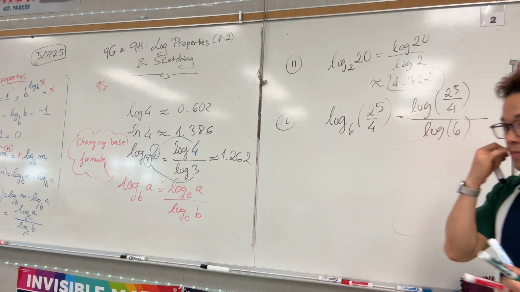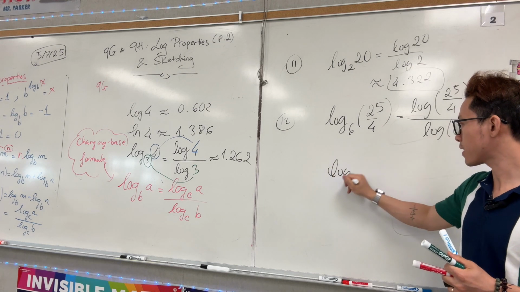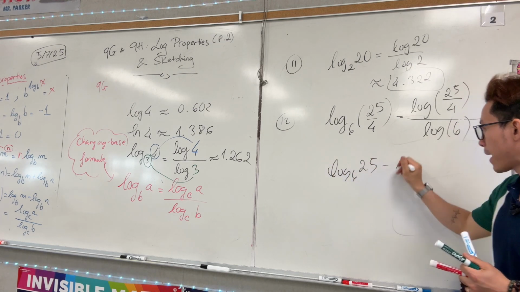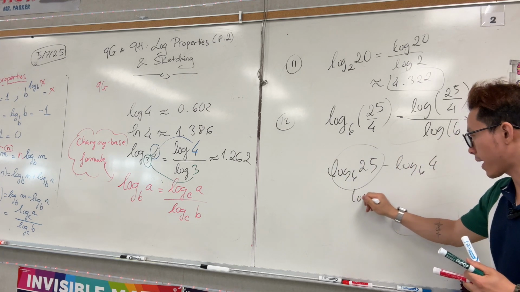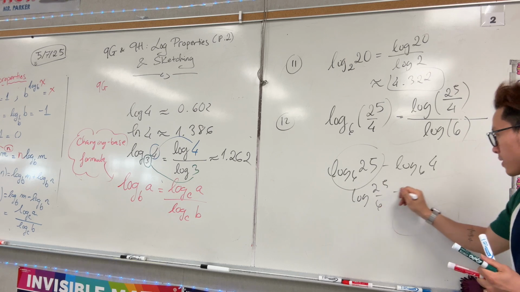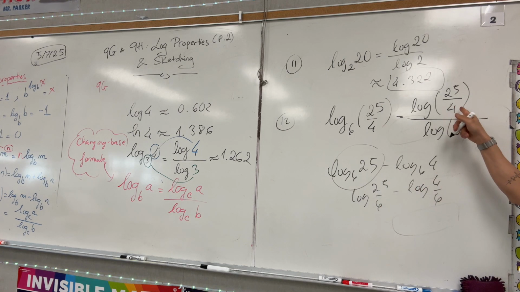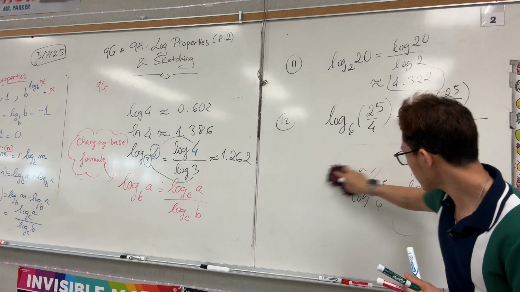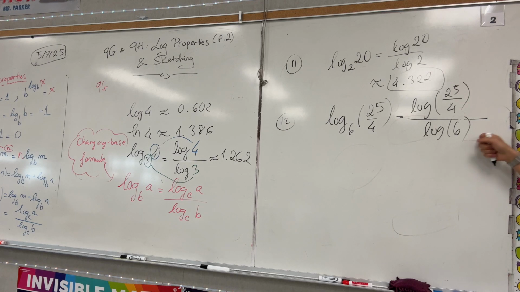It still works, but it's a long way. So you're going to write log 6 of 25 minus log 6 of 4. And then how are you going to do this? You're going to change the base again. Log 25 divided by log 6 minus log 4 divided by log 6. It's way longer than this, right? If you get the same answer, you get your point.